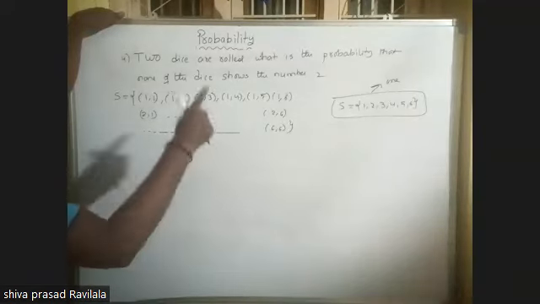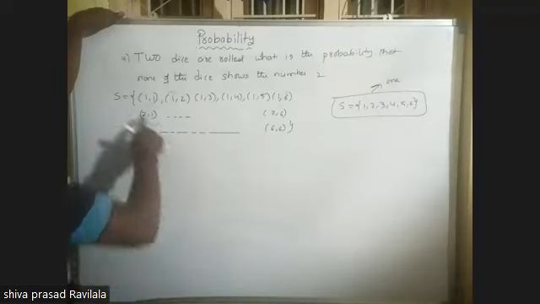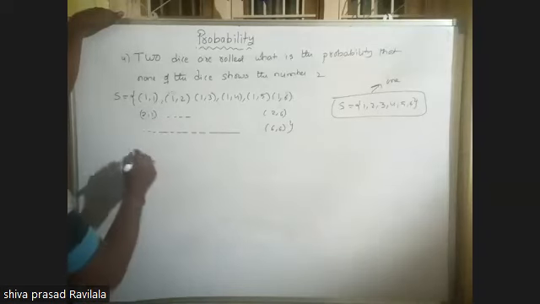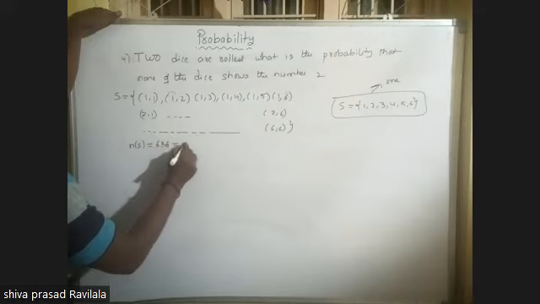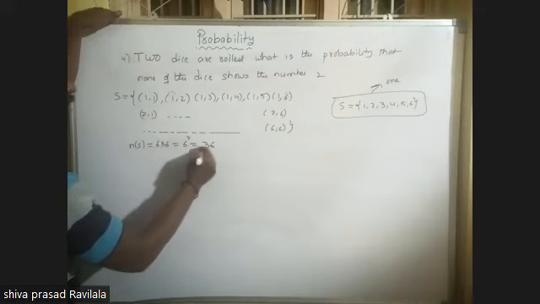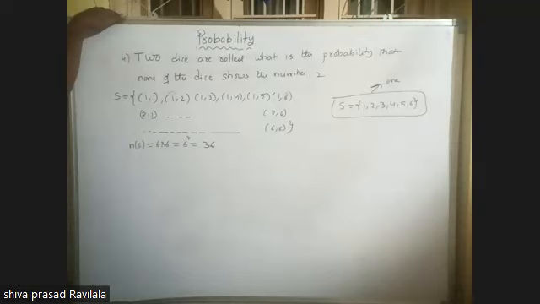First one 6, second one 6, therefore 6 into 6. We have 6 rows and 6 columns. So n(S), the sample space S, contains 6 into 6, which is 6 squared, that is 36. When 2 dice are thrown, 36. For 3 dice, 6 into 6 into 6.